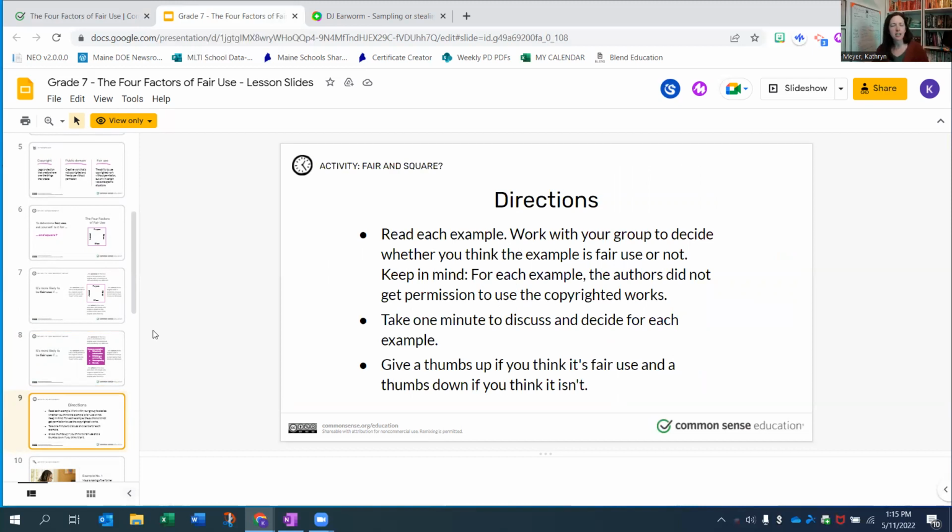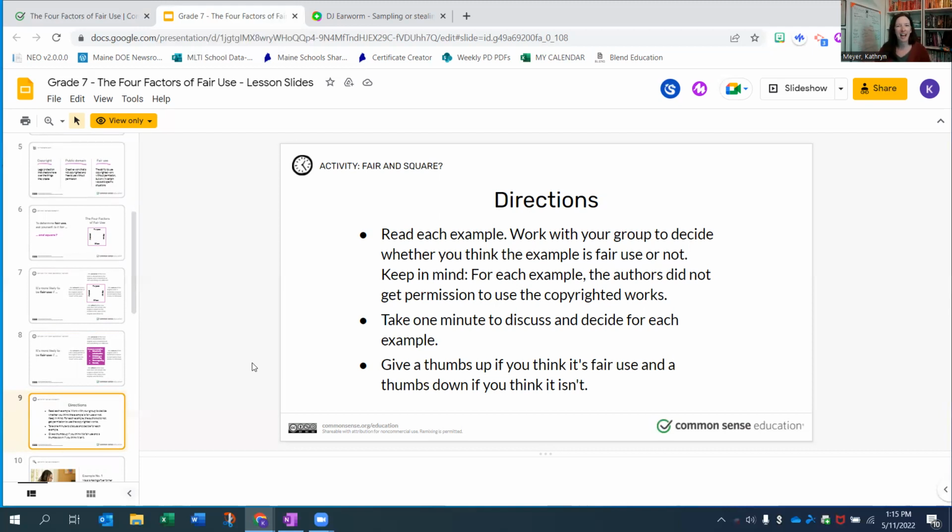I did mention there are some really great real world examples. So after you and your students have talked about fair and square and they have an understanding of that, they have set up this activity so that you are working with a group to decide whether or not you think the examples we're going to go through together are fair use or not. It says for each example, the authors did not get permission to use the copyrighted works, which is something that the video mini lesson will have explained to the students.